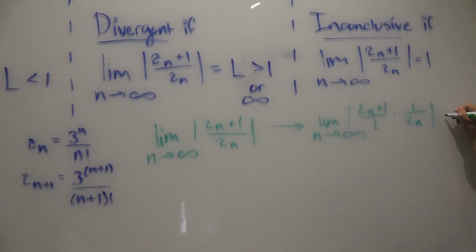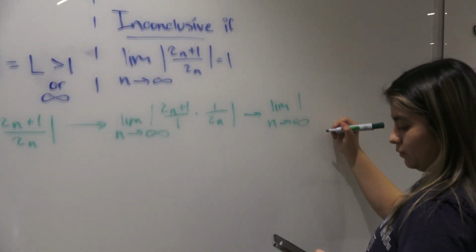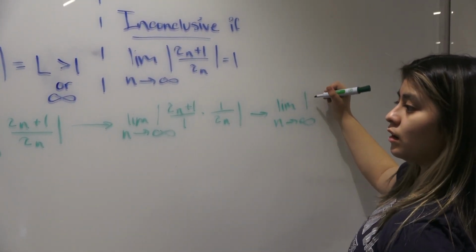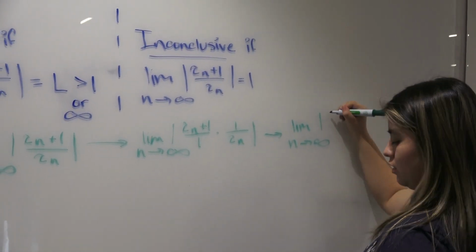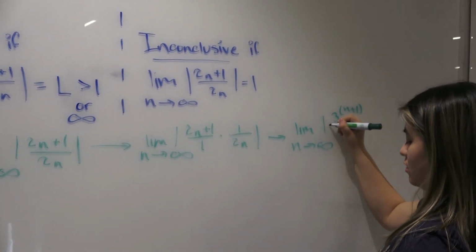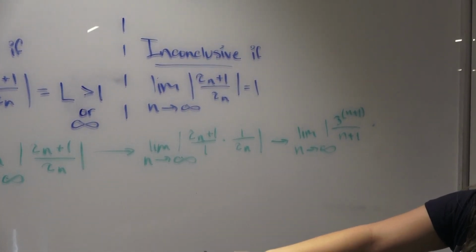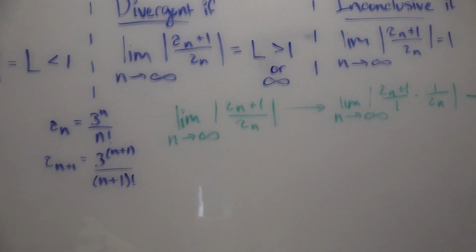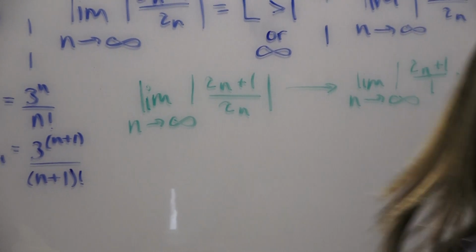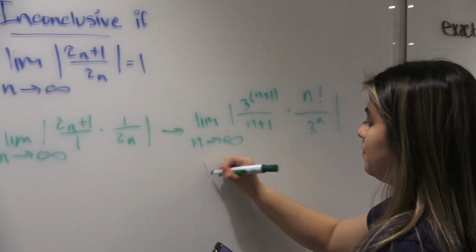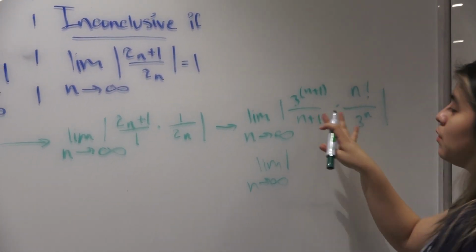So we write it as the limit as n approaches infinity of 3 to the n plus 1 over n plus 1 factorial, times, this is the reciprocal of a sub n, so it's n factorial over 3 to the nth power. Then we're just going to rewrite it so it's easier to see what we can cancel out.